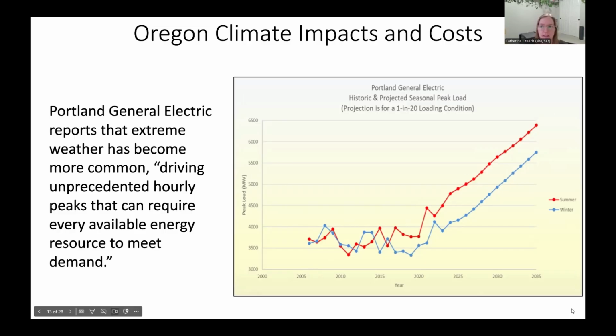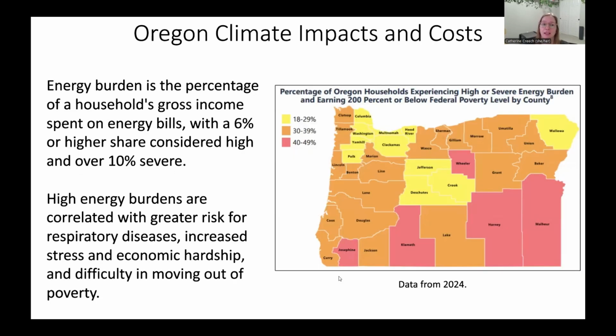So that means that Portland General Electric is going to have to adapt as the climate changes, and we are going to have to adapt as we need more energy and have to pay for it. That brings us to a term called energy burden. Energy burden is the percentage of a household's gross income spent on energy bills.